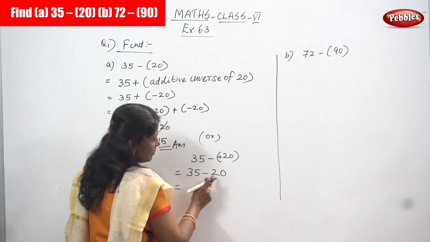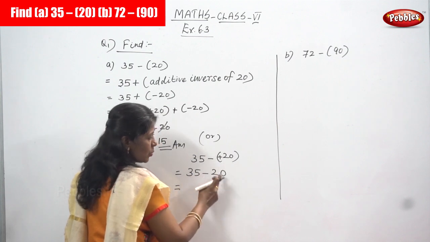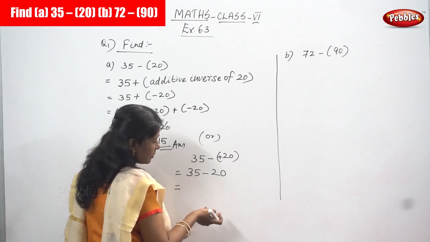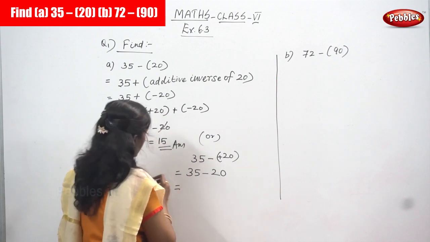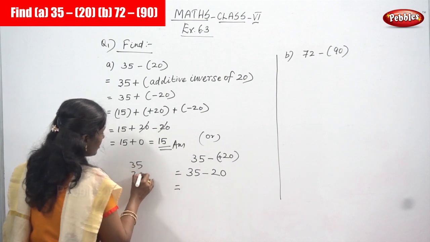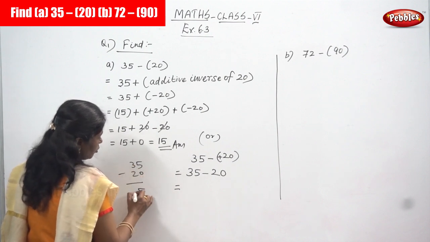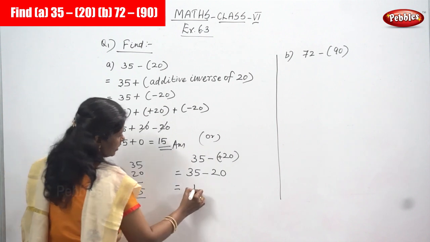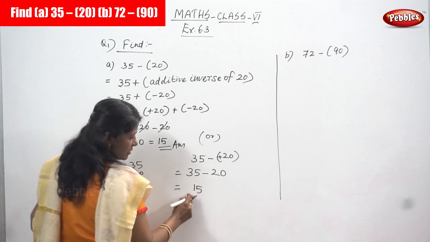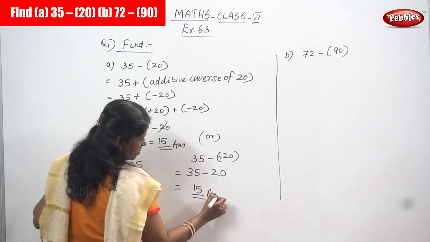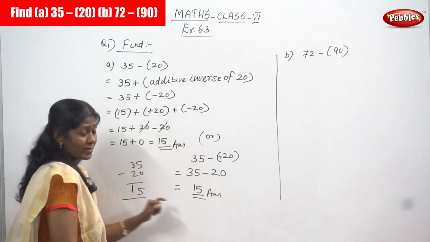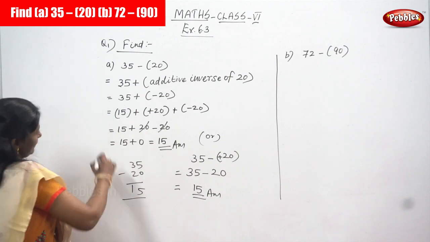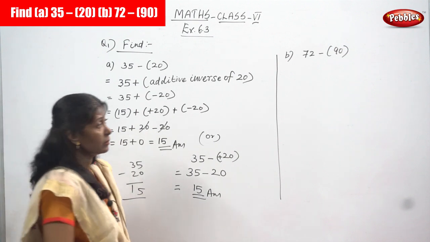So 35 and minus 20: 35 is a positive integer and 20 is a negative integer, so you subtract from the bigger number. 35 minus 20, that is 5 minus 0, 5, and 3 minus 2, 1. So the answer is 15. You put it as a positive integer, so I didn't put the sign. So the answer is 15. This you can also do, but this is the exact method in the book.